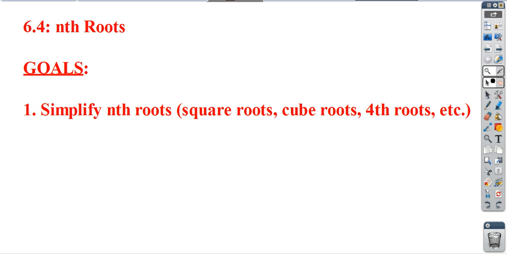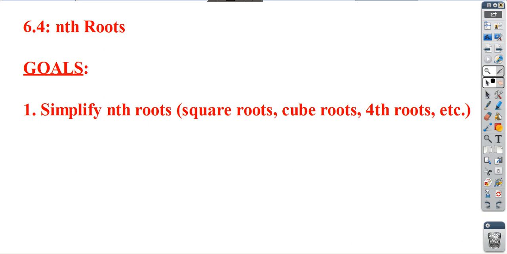Alright, so section 6.4 is on taking different types of roots, and the most common type of root, or the one that's most familiar to most people, would obviously be taking the square root. But you can take any kind of roots. You can take cube roots, fourth roots, and so on. So we'll learn how to do that and how to simplify different types of expressions. And that's what nth roots means.